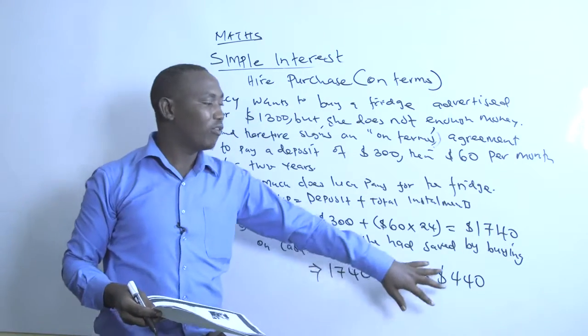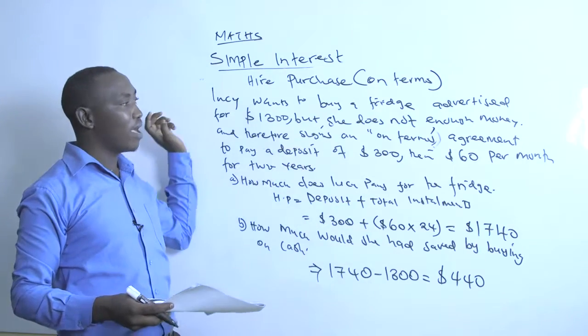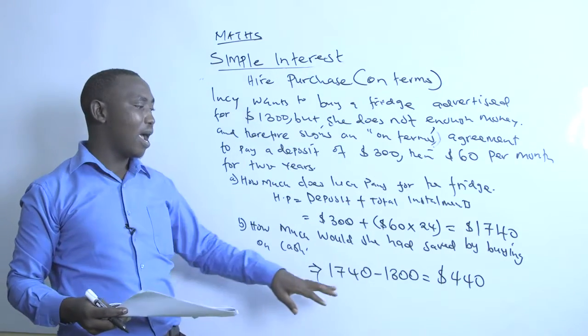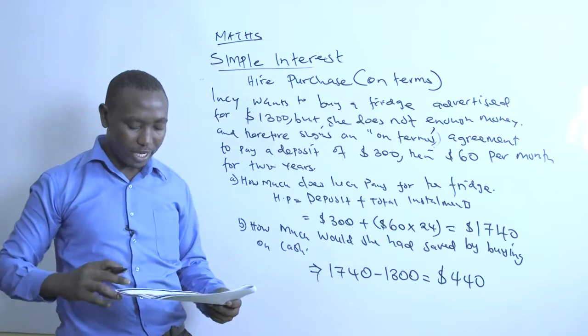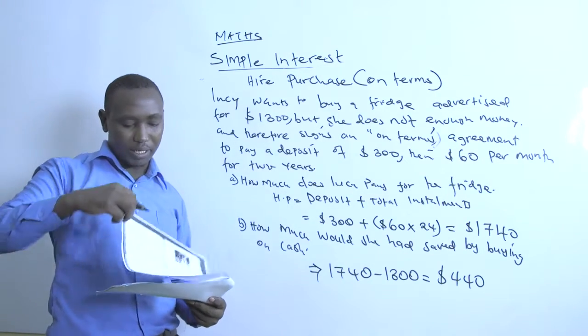So this is the amount of money that was in excess of the cash price and that Lucy could have saved for some other items.